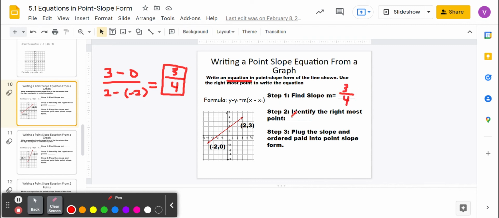Okay. Now in this case, it says to identify the rightmost point. You have an option. You can pick either or, but if it specifies, you should really use the one that it specifies. So in this case, we're going to use 2, 3 for x and y. Okay, so y minus your y1, which is going to be 3. Slope is 3 over 4 times x minus the x1, which is 2. And we identified the rightmost point being 2, 3. It's the point that's closest to the right side. And this is your equation.